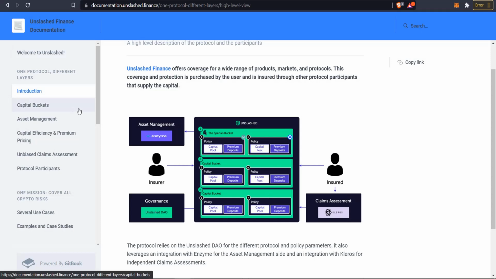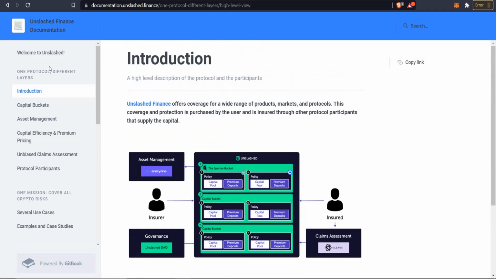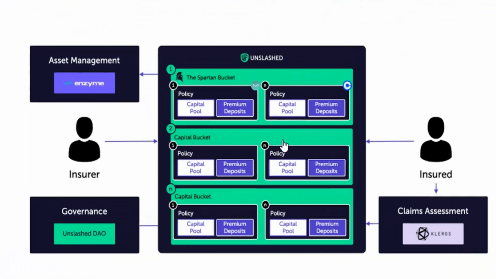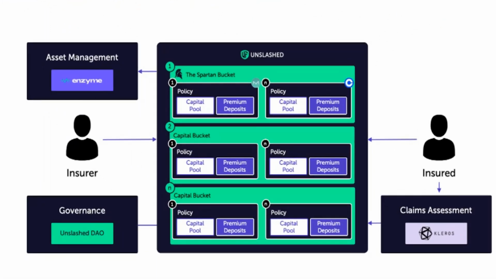So here we are on the docs, and as always, I will suggest you read the docs in full before you go and start using something like this. You should want to understand everything completely before you do this. I wouldn't want you to get slashed yourself. So let's go through this flowchart here, and I'll jump around and show you a bunch of different things that make this insurance protocol different from other insurance protocols.